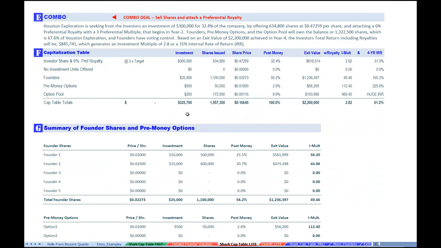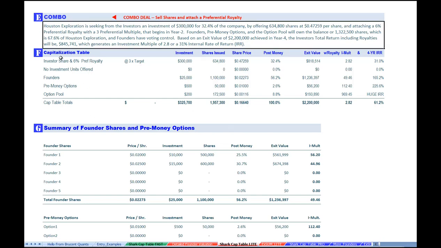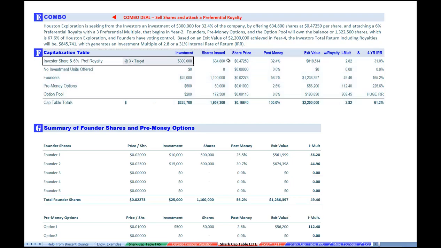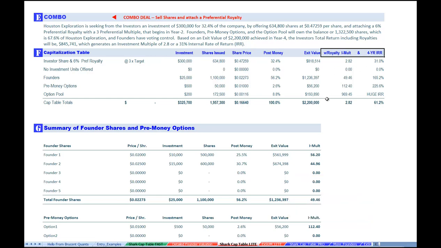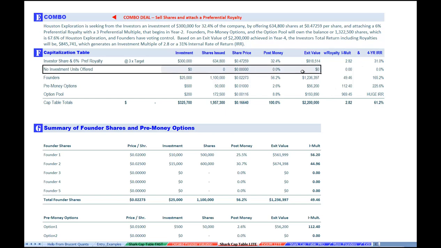So now let's progress. We are going to go and look at our concatenation statement, which comes from the capitalization table data. Capitalization table, of course, is what you've been looking for, and here's the investor's share, the investment, the shares issued, share price, post-money, exit value, with the royalty, and the 4-year internal rate of return. And you'll notice there's a line item here called no investment unit offered. Well, we are not doing that, but it is used in an analysis done in the green tab, SharkCapTable Fast, which is, by the way, part of the package that you will be buying.